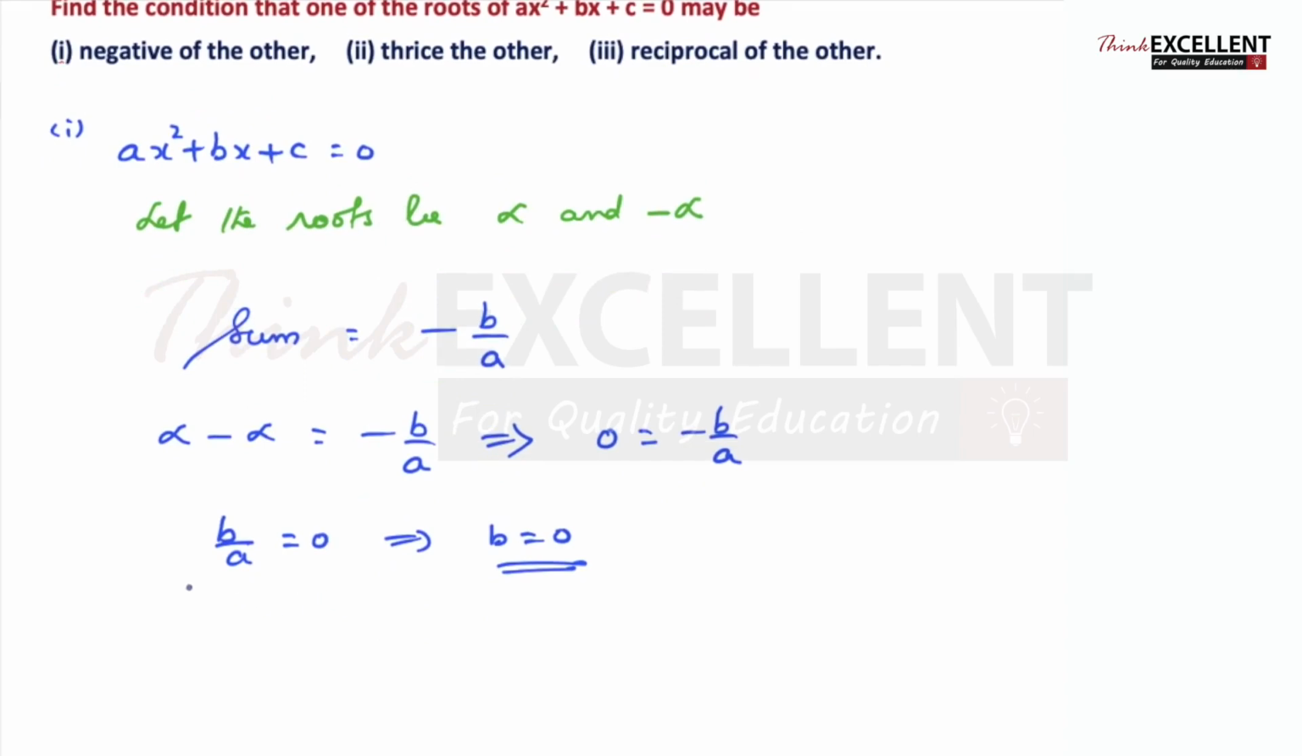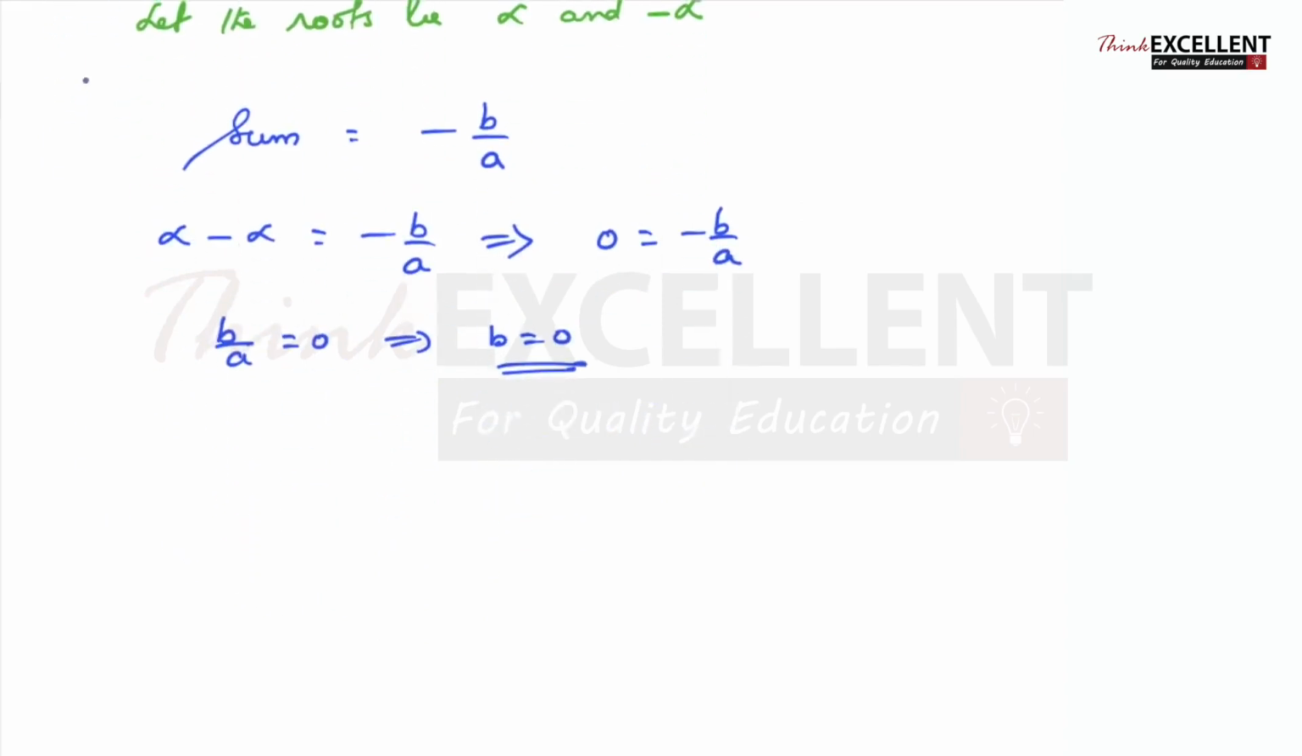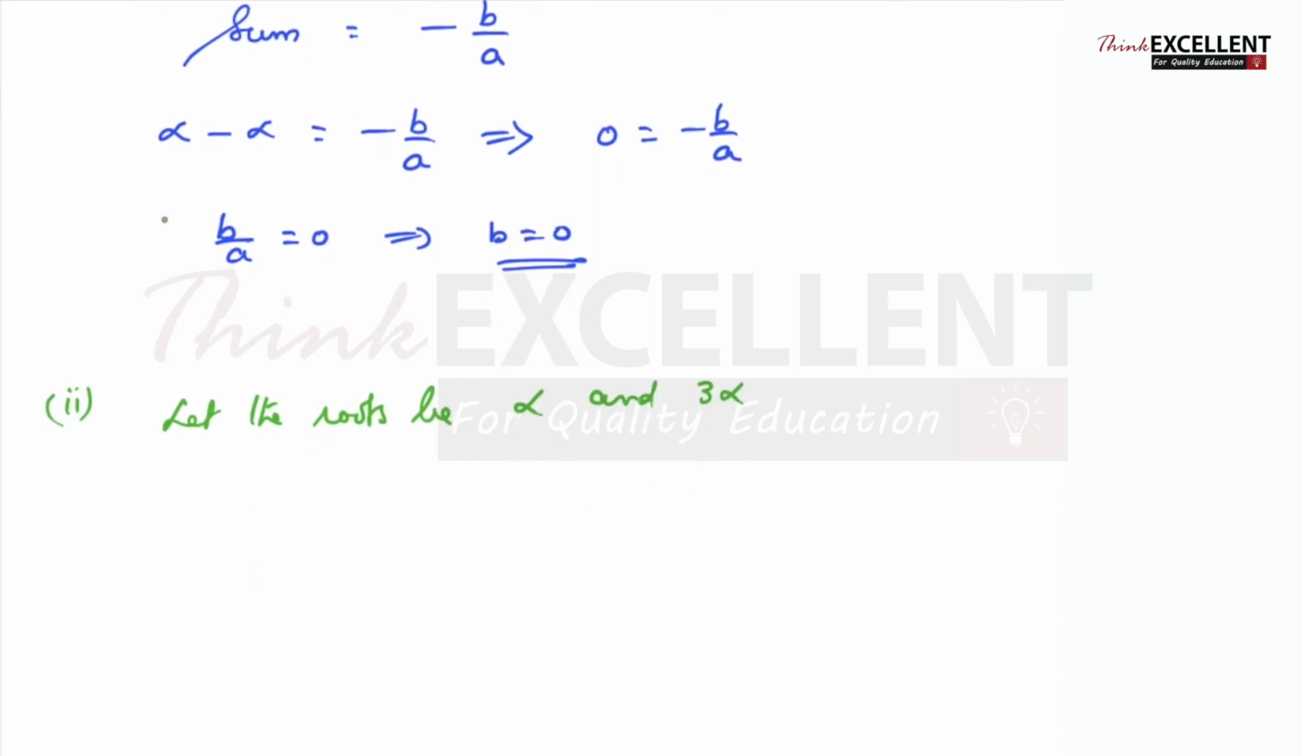Now the second one, thrice the other. Second part, thrice the other. So let the roots be alpha and 3 alpha, right? Because one root is 3 times the other. So here sum or product, we don't know, right? So sum means you'll get 4 alpha. Product means 3 alpha square. Okay, let us find both.